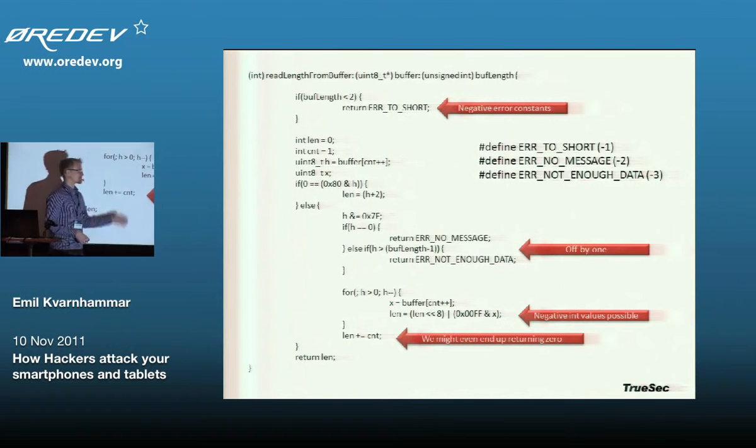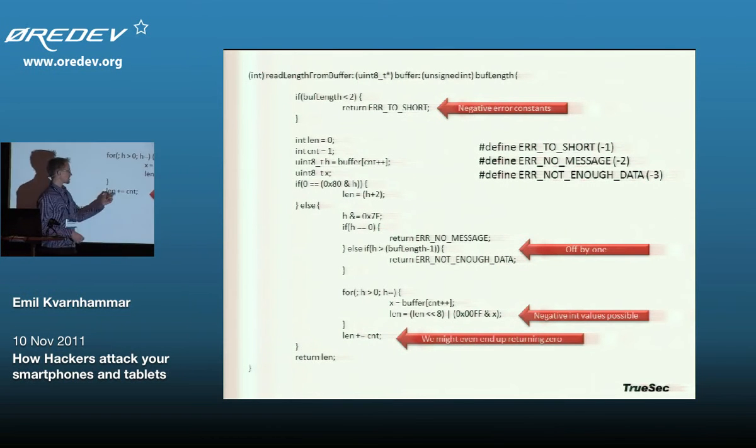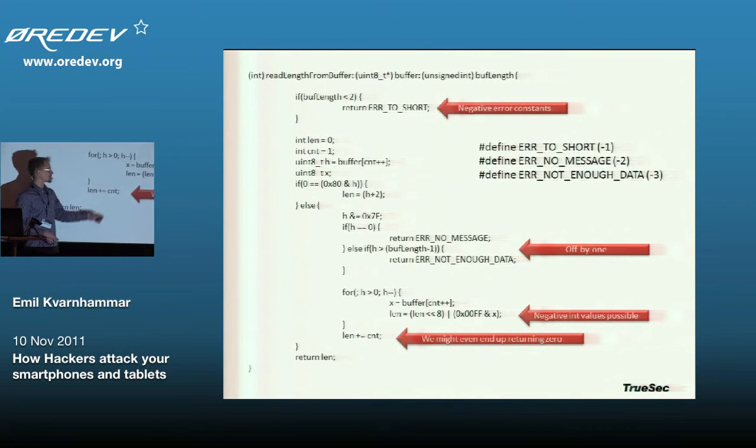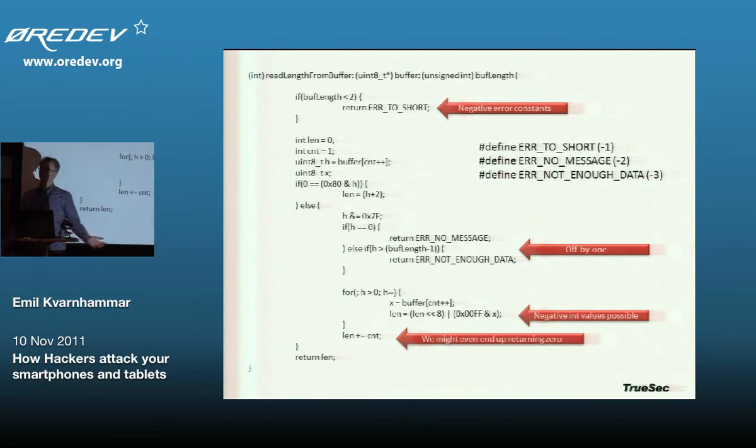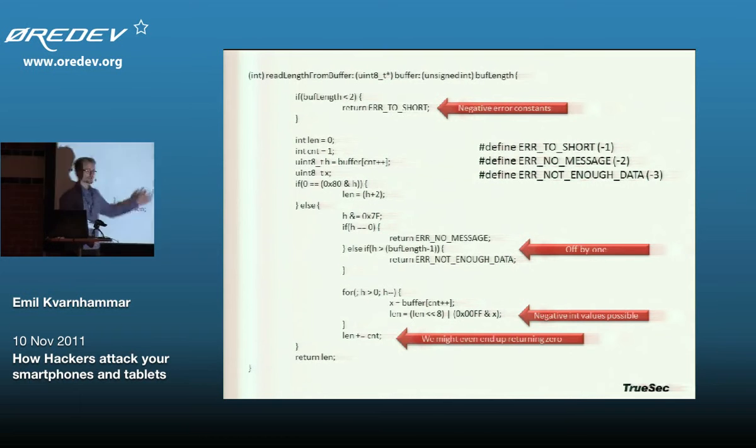The reason we might end up returning 0 is that even if this is an add operation, we might have a negative value. So let's say that length after this is -4 and count is 4. That's going to mean 0 as an end result.